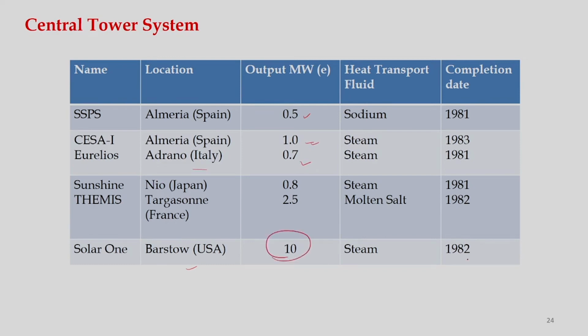Okay. So, that was installed in 1982. It was operating well for a certain period of time. It had some issues, then they modified something, and after that it was working for 3.5 years, and then it stopped working. Okay. But it is a very good technology to harvest solar radiation for power generation.